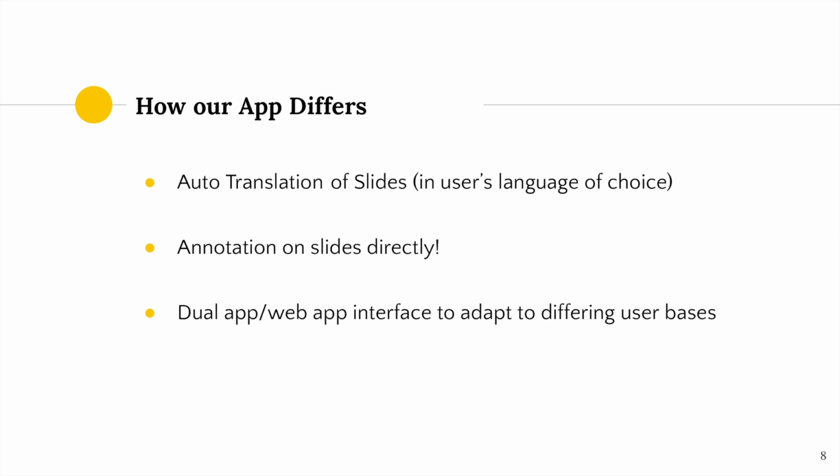So how our app differs from other apps on market is that there's an auto translation of slides, which you don't necessarily see otherwise in apps like this, and we're able to annotate directly on the slides. So these are aspects that maybe exist individually, but they don't exist collectively in one app. And also the whole dual app and web app, the mobile app and web app interface is to really help adapt to different user bases.